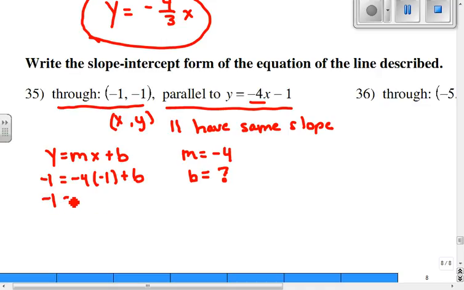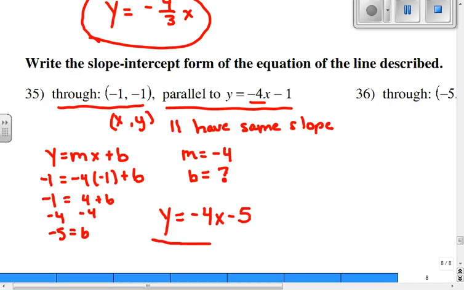So negative 1 is equal to negative 4 times negative 1, which is positive 4, plus b. Subtract 4 from each side. b equals negative 5. So my equation of this line is y equals negative 4x minus 5. That's the equation of my line.